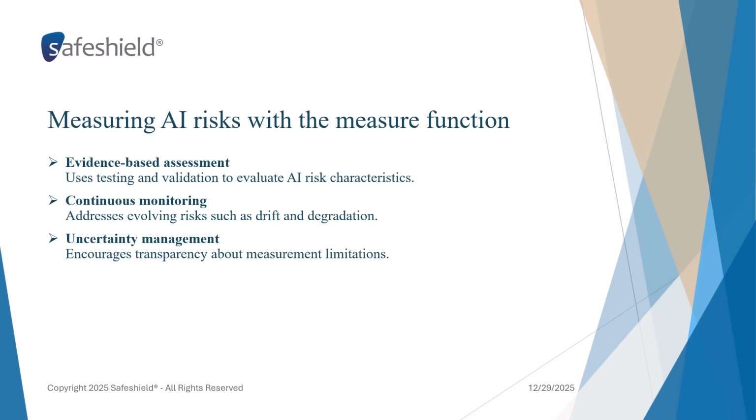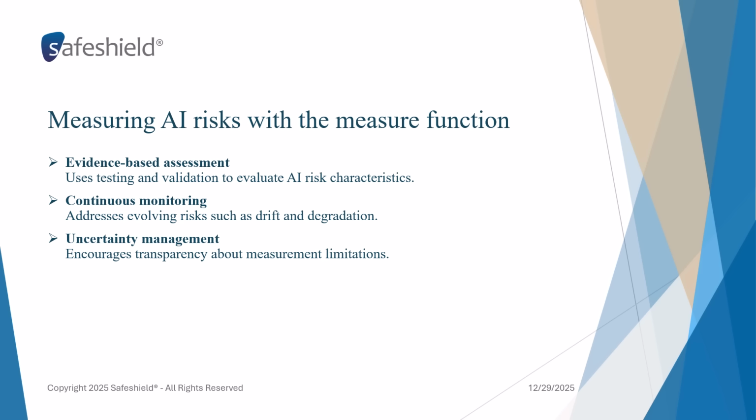The framework emphasizes that measurement is not a one-time activity. AI systems may degrade over time due to data drift, changing environments, or evolving usage patterns. Continuous monitoring is therefore essential to detect emerging risks and trigger corrective actions. Both quantitative and qualitative measures are relevant. Quantitative metrics may include error rates, fairness indicators, or security test results. Qualitative assessments may include expert reviews, stakeholder feedback, or ethical impact evaluations.